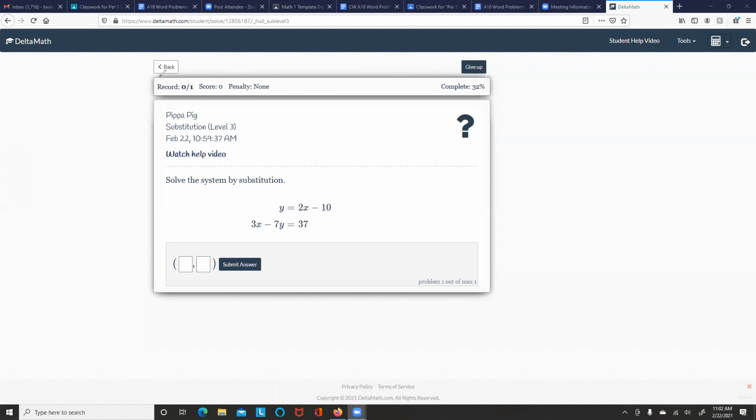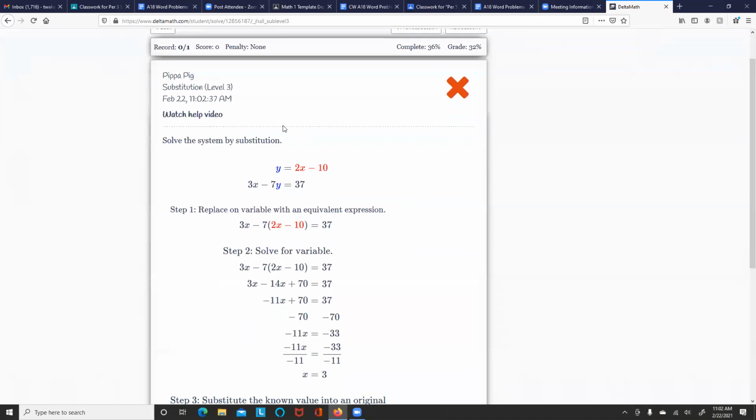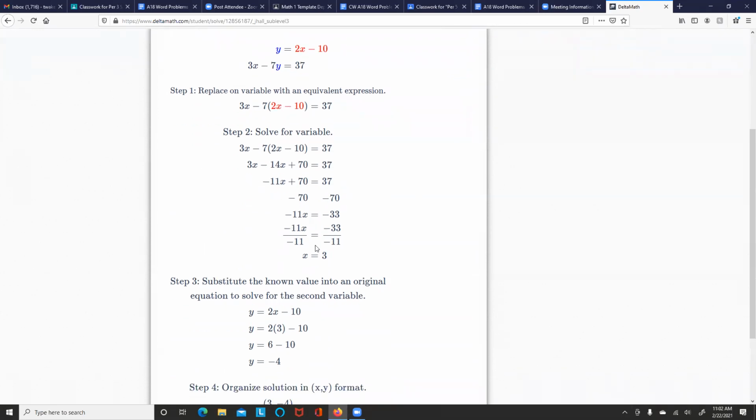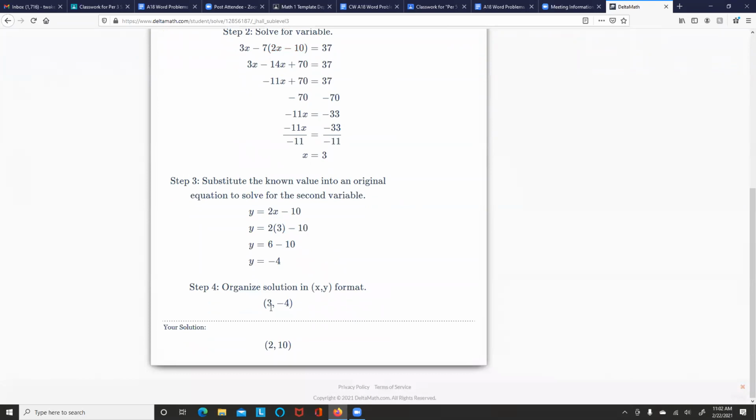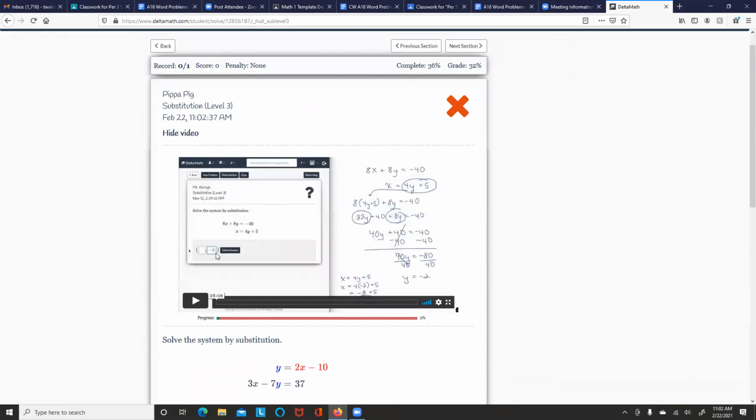If I just type something in, I just put 2, 10, I'm just guessing. It's totally going to be wrong, I'm sure. But I just want to show you what happens when you get a wrong answer. It shows you how you should have done it: plug in the 2x minus 10 into the y part right here. Work it out, and you get x equals 3. I was close. 3, negative 4 instead of 2, 10. So it's great how it shows you how to do the problem. And if you still need help, click on that watch help video and get that video help.